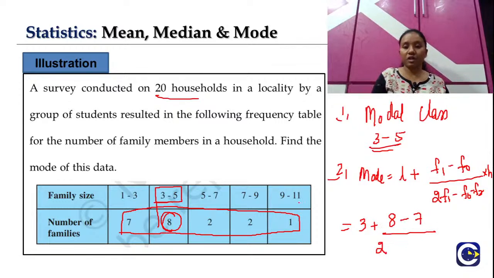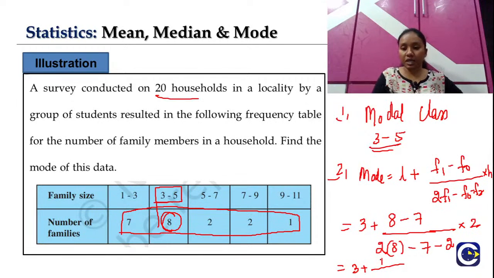Divided by 2 into f1, the modal class frequency. So 2 into 8, minus f0, the preceding frequency 7, minus f2, which is the succeeding class frequency, that means 2, into the width. What is the width here? 1 to 3, 3 to 5, 5 to 7, the width here is 2. So h value will be 2. So let's simplify this. It will be 3 plus 8 minus 7, it will be 1 in the numerator, so 1 into 2, we can directly write 2. And in the denominator, 16 minus 7 and 2. So it will be 16 minus 9, which is 7 in the denominator.